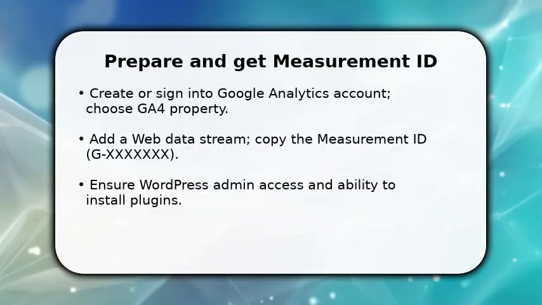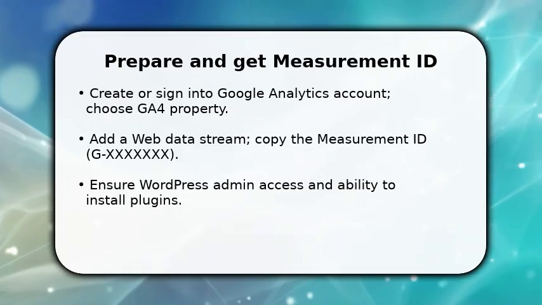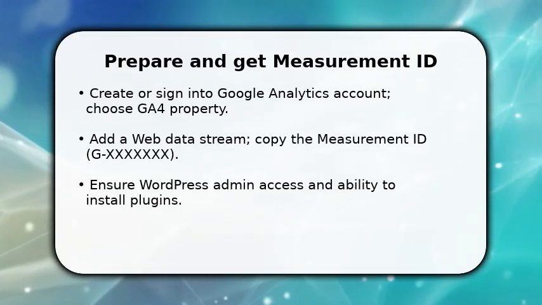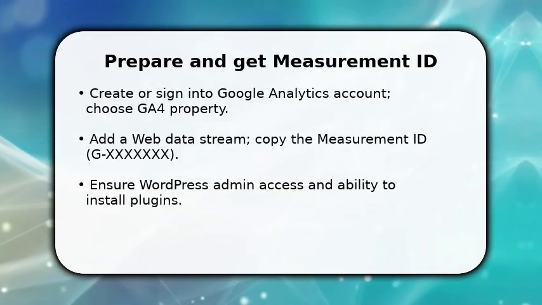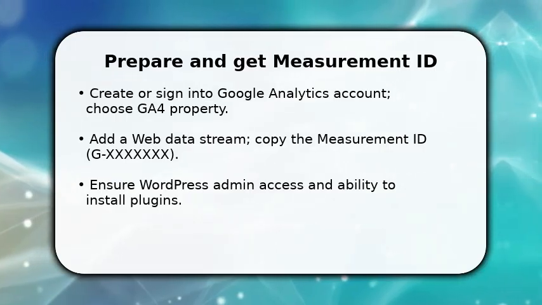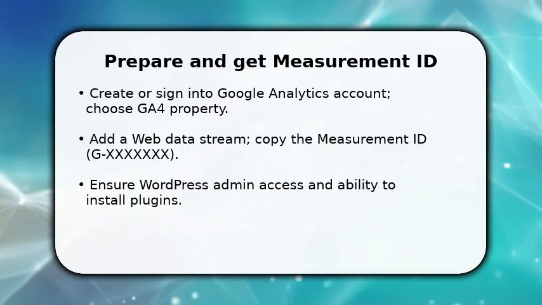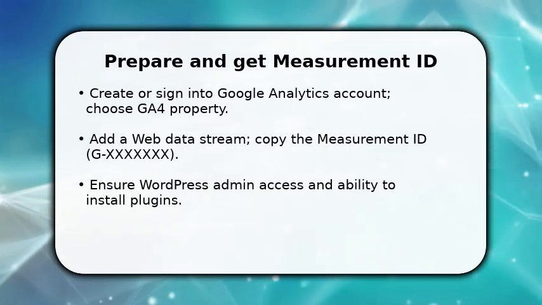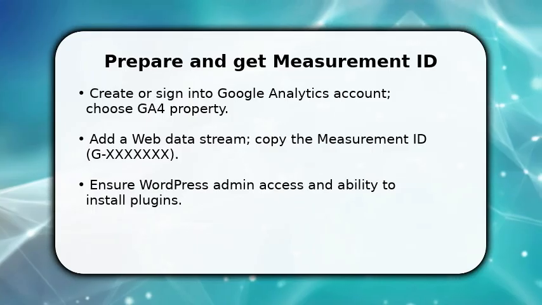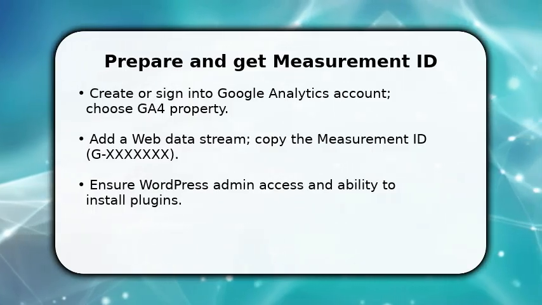You'll start by creating the Google Analytics GA4 property and adding a web data stream. This gives you the measurement ID you need. Once you have that GXXXXXXX ID, make sure you can log into your WordPress admin and install plugins. You need only basic settings now. Don't skip the data stream because it's the connector.